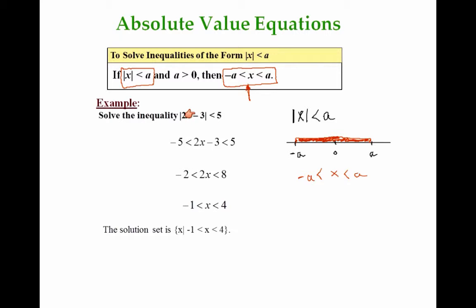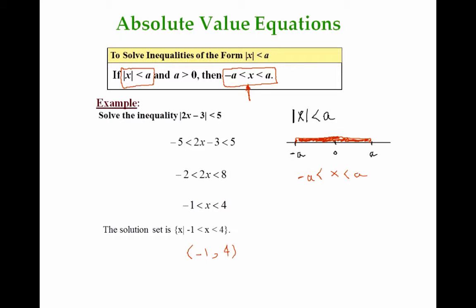So all it means is all the numbers less than 5 units away from 0. Then we can easily solve this by adding 3 to each side of the inequality, dividing each side of the inequality by 2, and this would be my solution. So we're going to write this in interval notation. I would write all the numbers between negative 1 and 4.